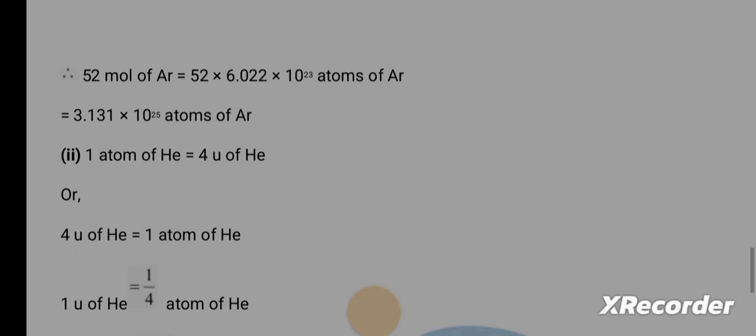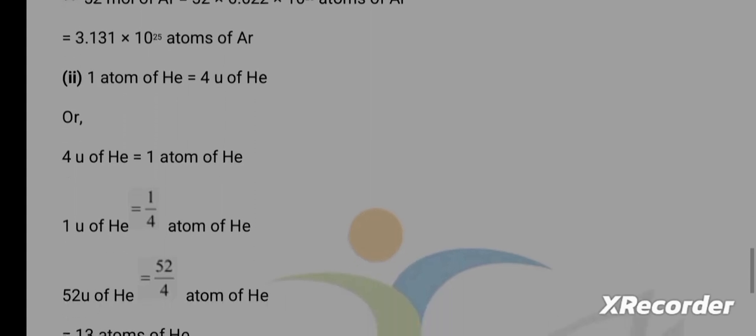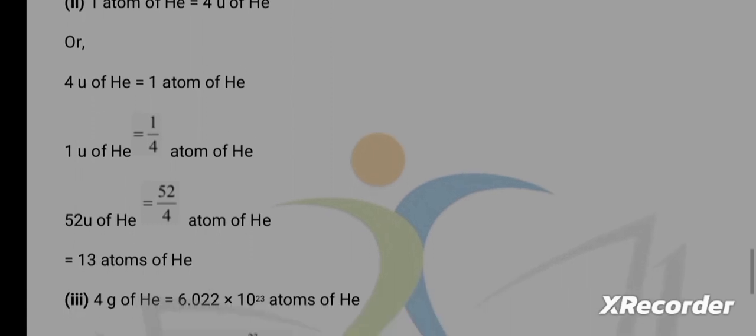Now next is 1 atom of helium. Now you know that the mass of one atom of helium is equal to 4 unified units. 1 atom of helium is equal to 4 unit. That means you can say the 4 unit is equal to 1 atom, or 1 unit is equal to 1 by 4 atom. So 52 unit how much equal to atom? Then 52 divided by 4 which is equal to 13 atoms of helium.